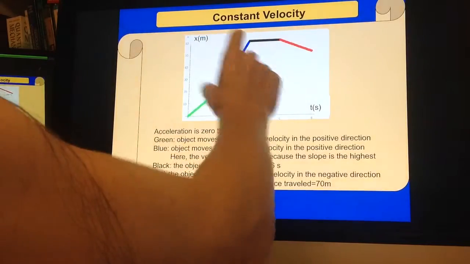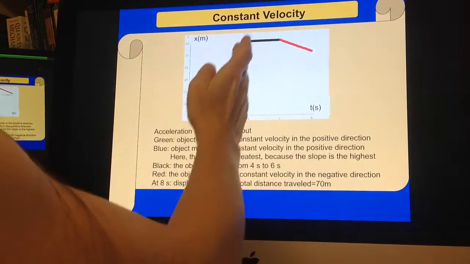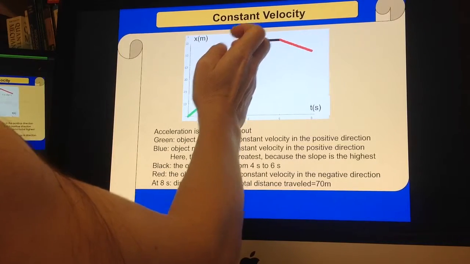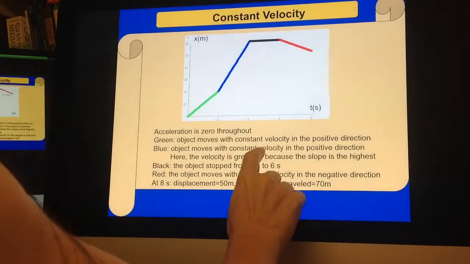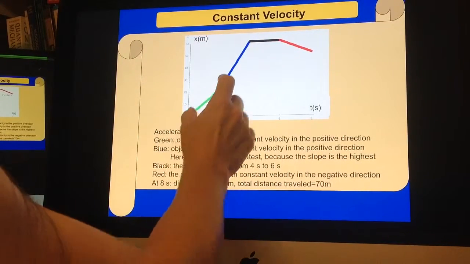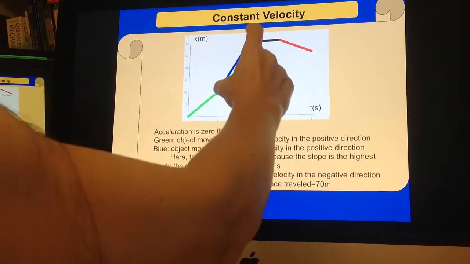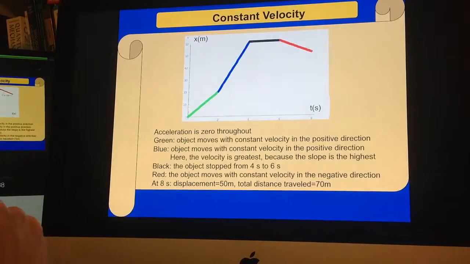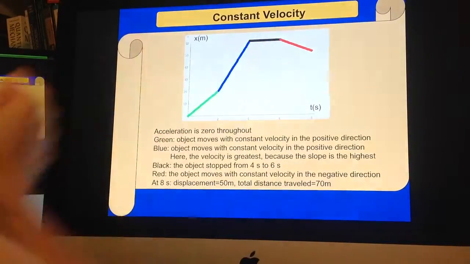What is happening to the blue one? Same thing. My displacement is positive because my final position is bigger than my initial position. My displacement is positive, so for sure I know that my velocity is positive. Okay? If I compare the green with the blue, in which piece do I have a bigger velocity? Well, in the blue, the slope here is bigger. No? So here I have a greater velocity. Alright, let's move on. The black piece.